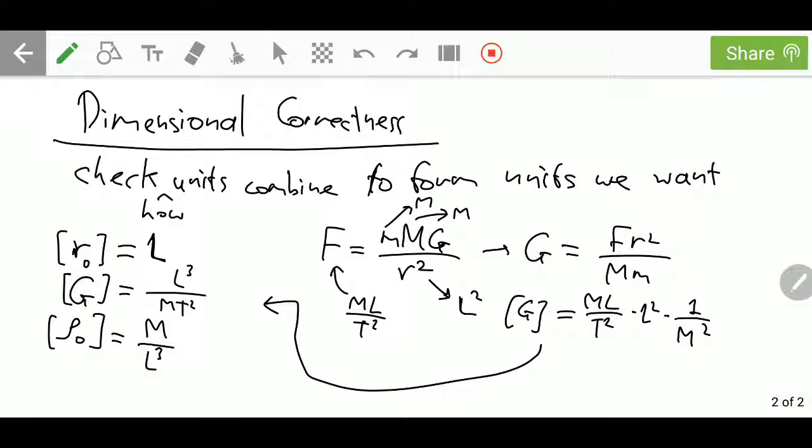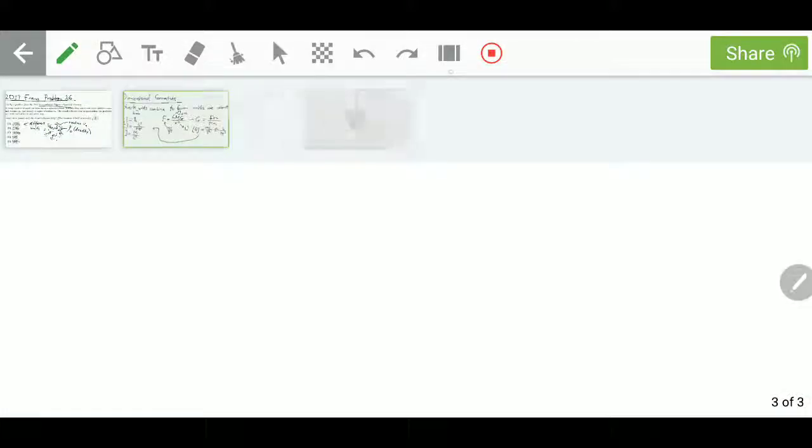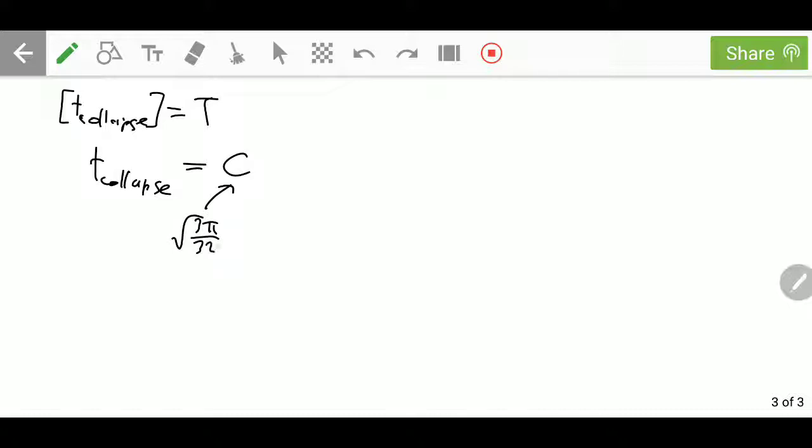So now we can ask, what is the time? The units of time, the time to collapse, is just going to be time, which we denote with capital T. And so, we're going to assume that the time to collapse will be some constant. Now, it turns out that they've actually told us that it's root 3 pi over 32. That's less important. Multiplied by some power of R naught, so R naught to the alpha, times G to the beta, some new power, and then times rho naught to the gamma.